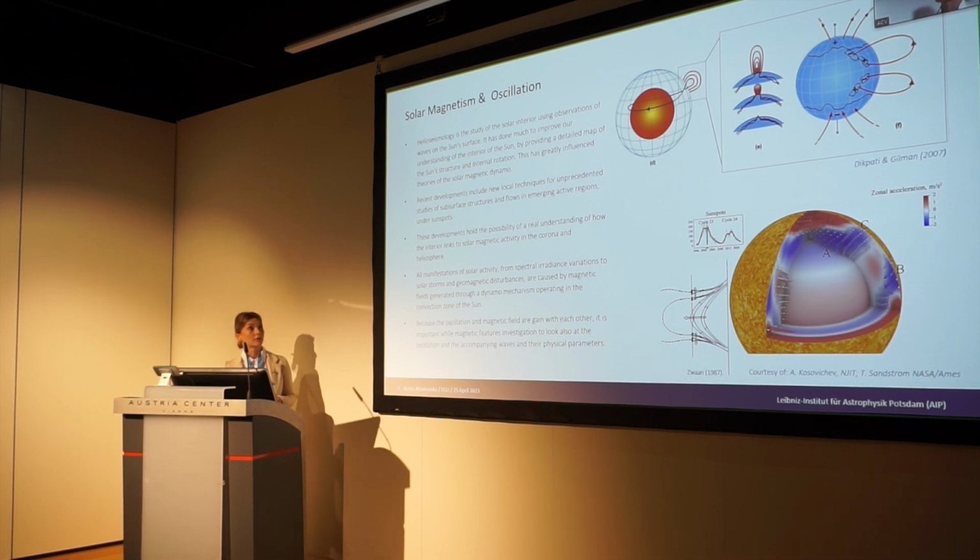Recent developments include new local techniques and studies of the flows in emerging active regions and under sunspots, which give a lot of information that can improve the investigation of the magnetic dynamo. And also all manifestations of solar magnetic activity, from spectral irradiance variations to solar storms and geomagnetic disturbances, are caused by magnetic fields generated through a dynamo mechanism operating in the convection zone of the sun. Because the oscillation and magnetic field are coupled with each other, it is important, while investigating magnetic features, to look also at the oscillations and the accompanying waves and their physical parameters. And here you can see also the zonal flows of the plasma inside the solar atmosphere and the interior.